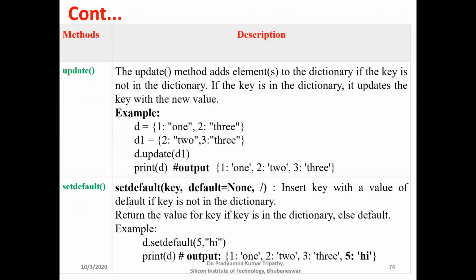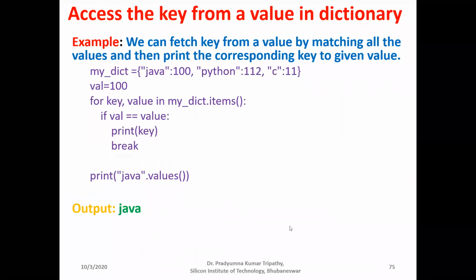These functions are understood? Or any doubt on these functions? Okay. Going to the next topic. Let us take an example over here. We can fetch key from a value. We can also fetch... any doubt?